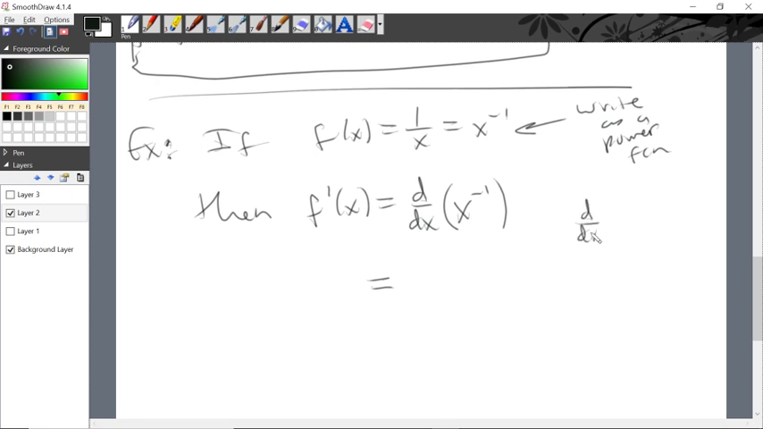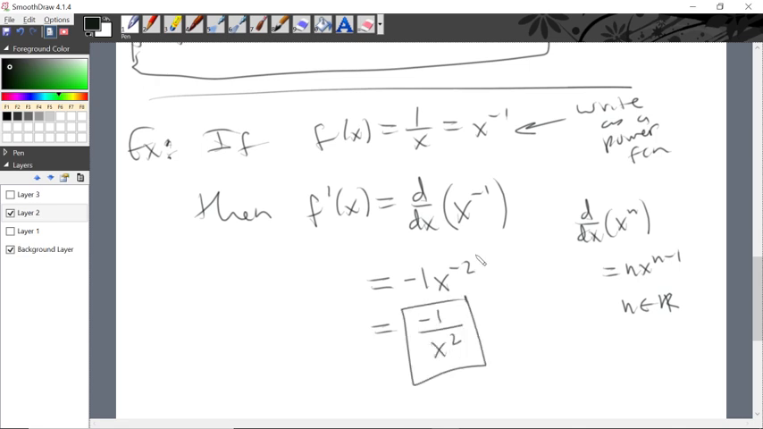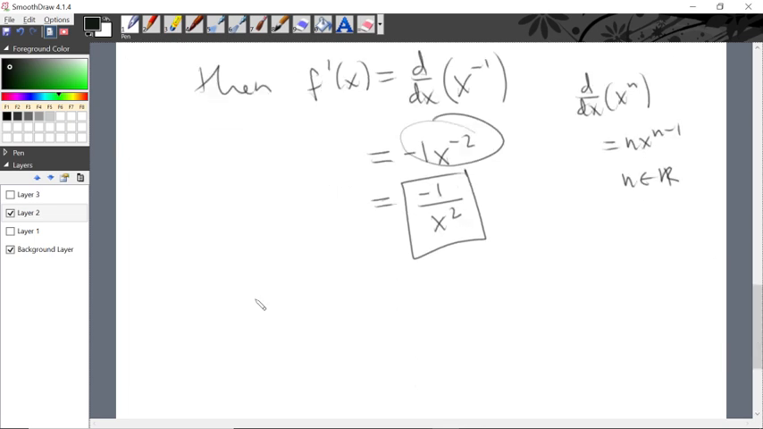Okay, general power rule. The derivative of x to the n is n x to the n minus 1 as long as n is a real number. So the derivative here would be negative 1 x to the negative 2. In other words, another way we could write that is negative 1 over x squared. So we have now applied the general power rule in order to find this derivative without doing the limit definition.